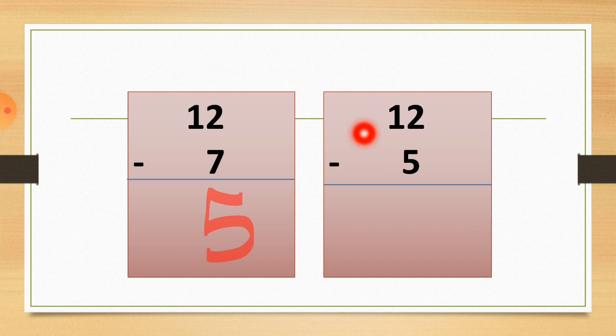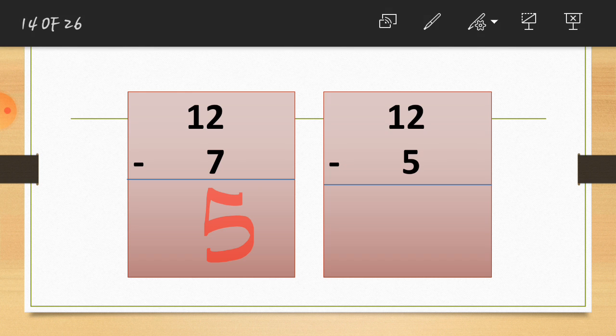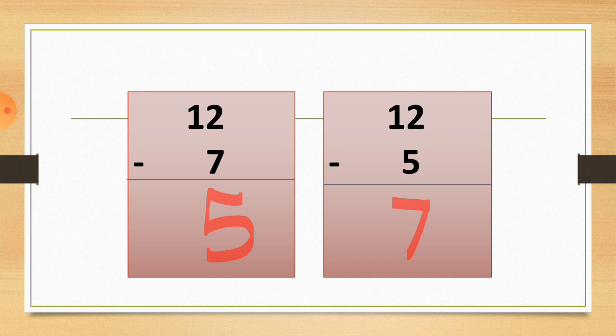Let's move to the next sum, which is 12 minus 5. So which answer do we get? Just make 12 circles and again cut 5 circles from it. Then how many circles are left? Okay, you get 7 circles now. So here is the connection. You can see 12 minus 7 is equal to 5 and 12 minus 5 is equal to 7.